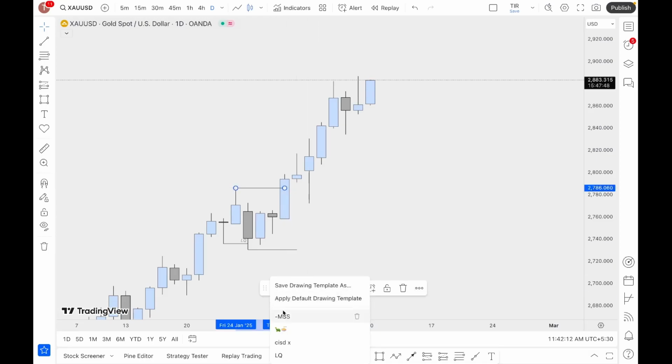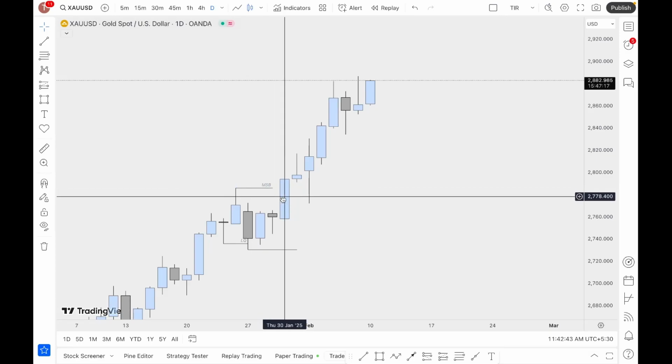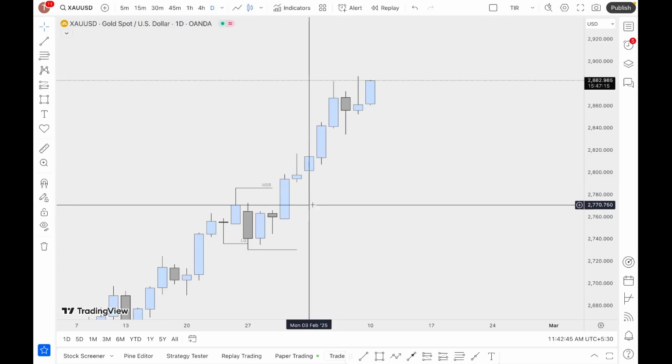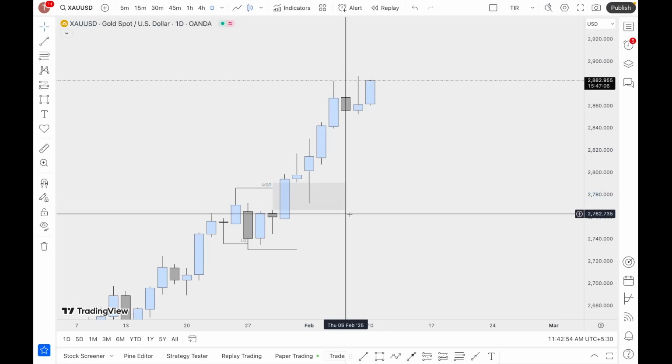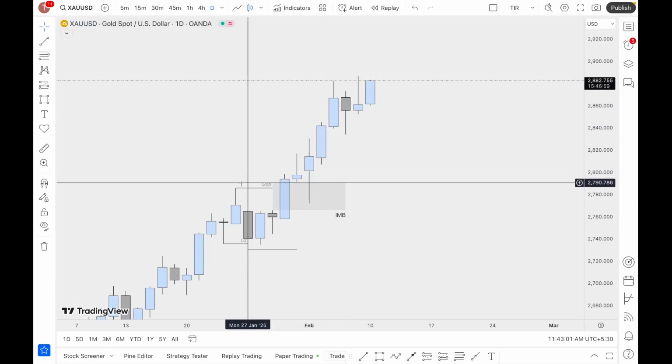So I will mark it as, so now I will spot a fair value gap, and the imbalance makes our price act as a magnet, right? This is our imbalance. The price taps into the imbalance and continues upwards.